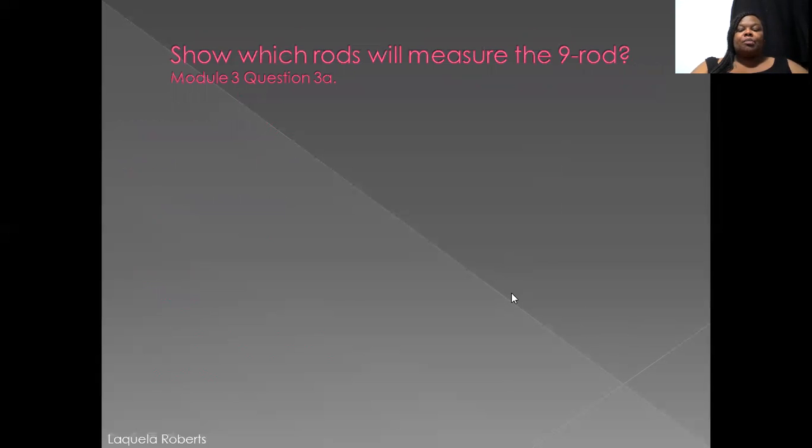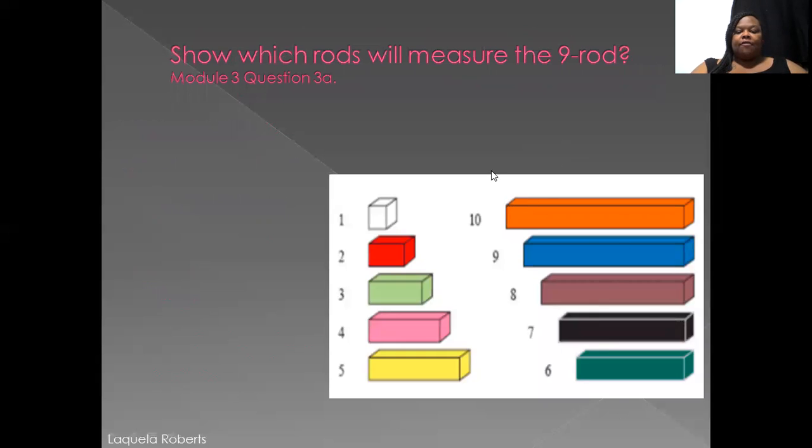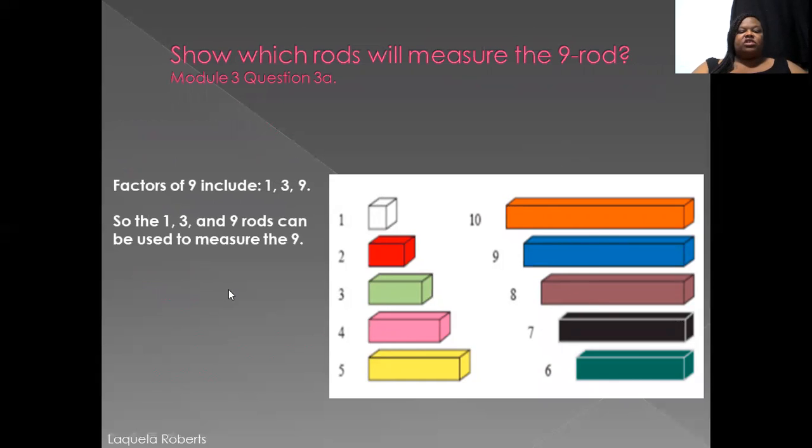Show which rods will measure the given rod. Question 3. So as you see, we have our rods on the right side, and they're numbered 1 through 6 in different colors. So the factors of 9 will be 1, 3, or 9, because 1 times 9 is 9, 3 times 3 is 9. So the 1, 3, and 9 rods can be used to measure the 9.